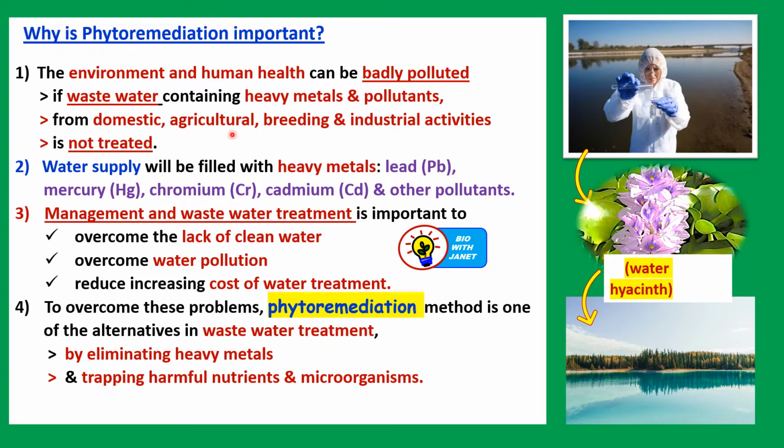Now here the word domestic means from the home, all right. So from the homes also, through the washing of clothes and other activities, a lot of pollutants can land up in the water sources like rivers and lakes. So management and wastewater treatment is important to overcome the lack of clean water, reduce water pollution, and reduce the increasing cost of water treatment. To overcome these problems, phytoremediation method is one of the alternatives in wastewater treatment by eliminating heavy metals from the water and trapping harmful nutrients and microorganisms.